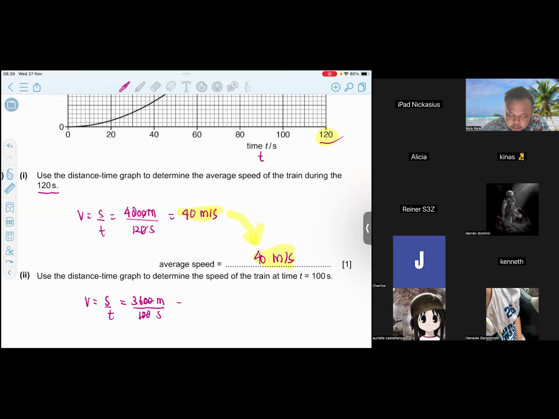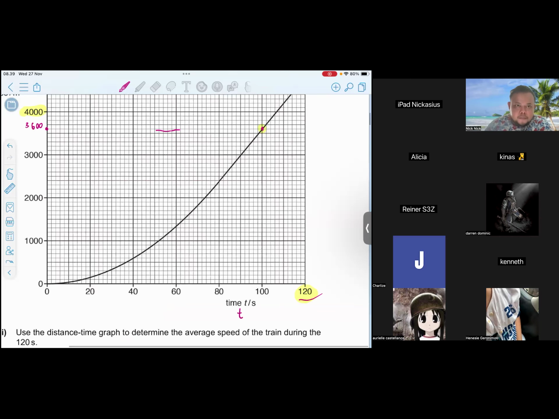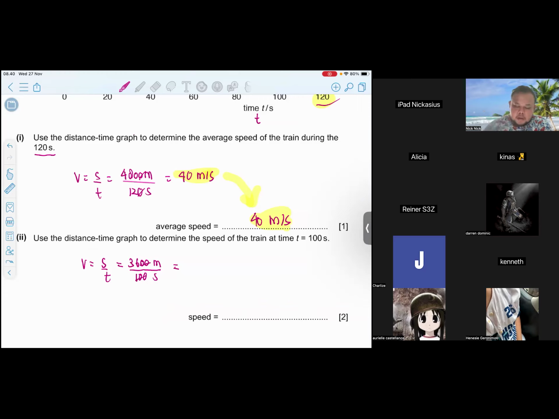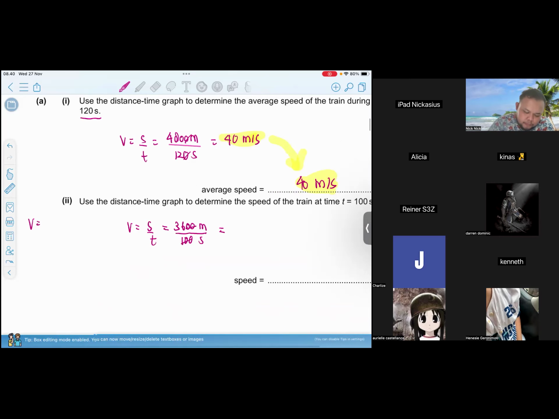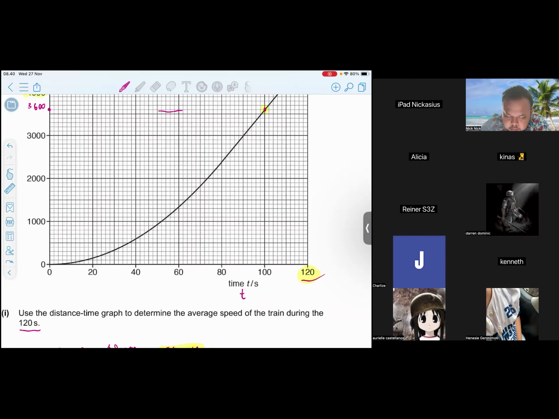The speed of the train, use the distance-time graph. The speed is the gradient of any part of the straight line, y over x. Okay, let's try.